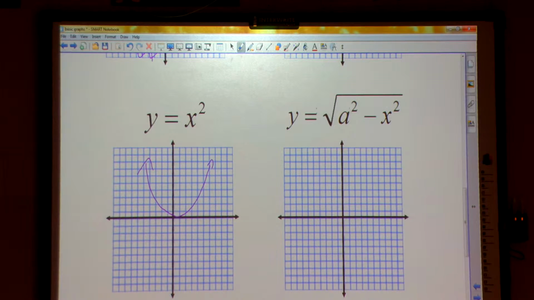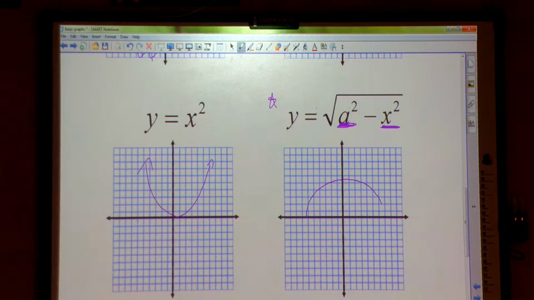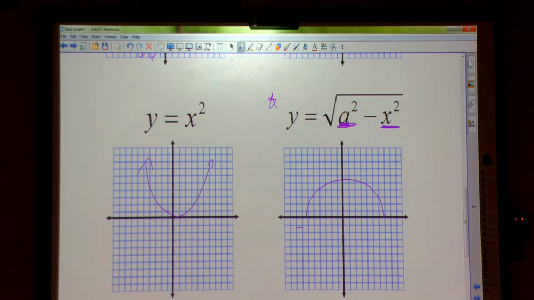And we can be very accurate with that, picking points as well. This is one you probably don't know. You have a square root of a constant squared minus a perfect square variable. So they have to be perfect squares. Perfect square minus a perfect square. This is a semicircle of radius a. So that's negative a, a, a.